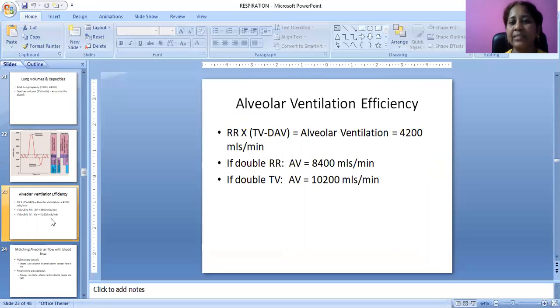Alveolar ventilation is equal to 4200 milliliters per minute. If we double the respiratory rate, alveolar ventilation will be equal to 8400 ml per minute.